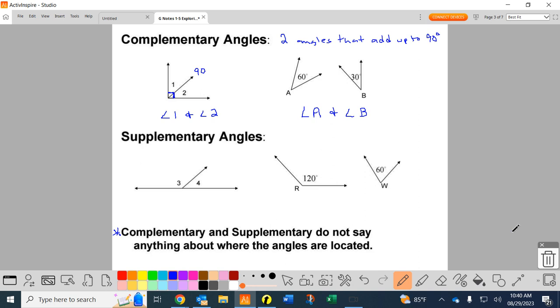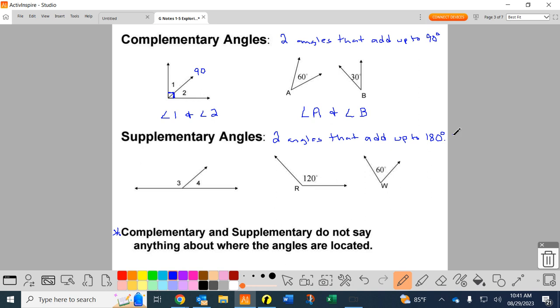Okay. Supplementary. Two angles that add up to how much? 180. Yes, ma'am. Absolutely. Let me get there. 180 degrees. So it has to equal 90 when you add them together. Say it one time. They equal 90.